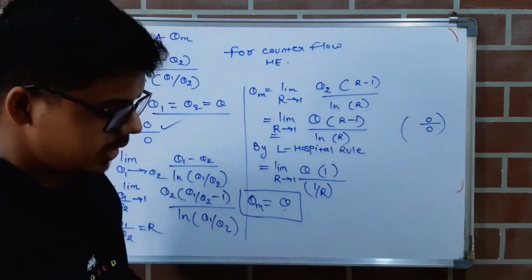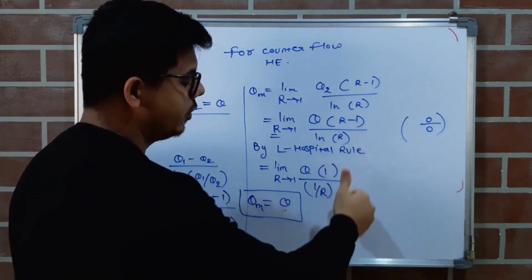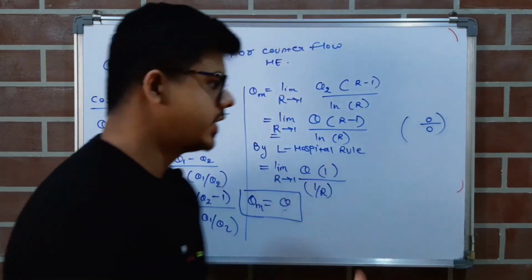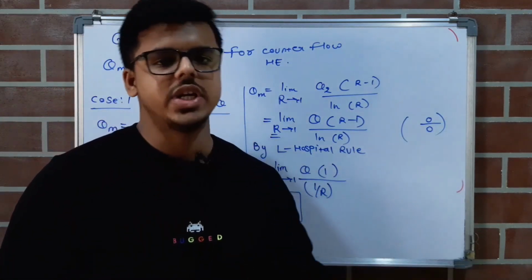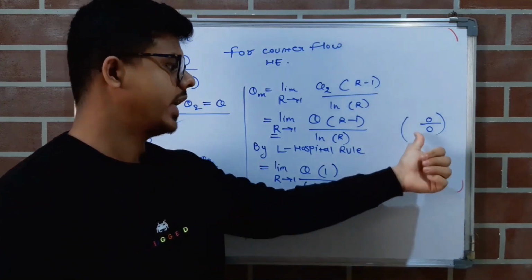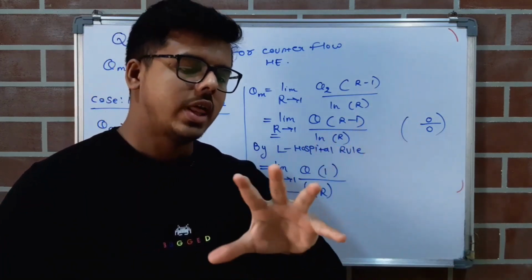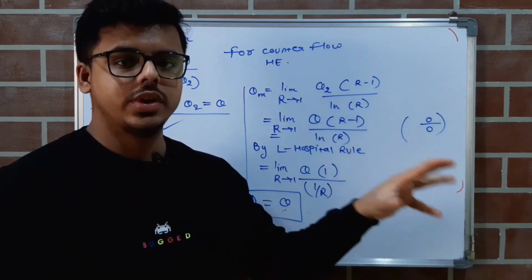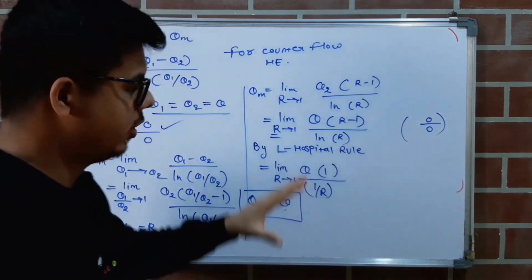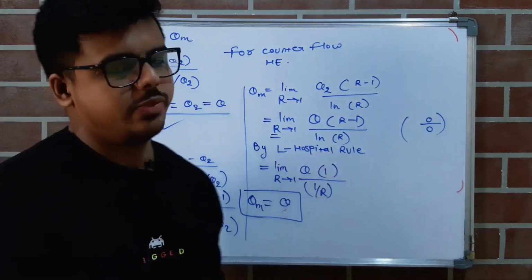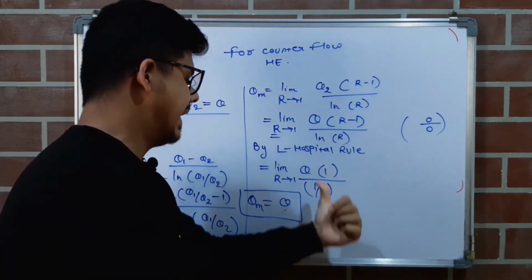Now suppose you got 0 upon 0 form again, then don't worry, just apply this L'Hospital rule again. Then after applying that, check again what you are getting. If you are not getting the 0 upon 0 form, then you just put the value of the limit in the equation. Then your answer will be there. But normally we have to apply this L'Hospital rule only one time. So we will get our answer.